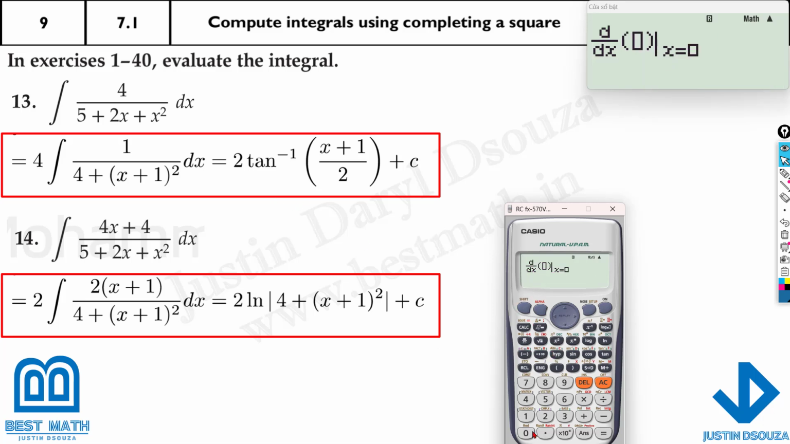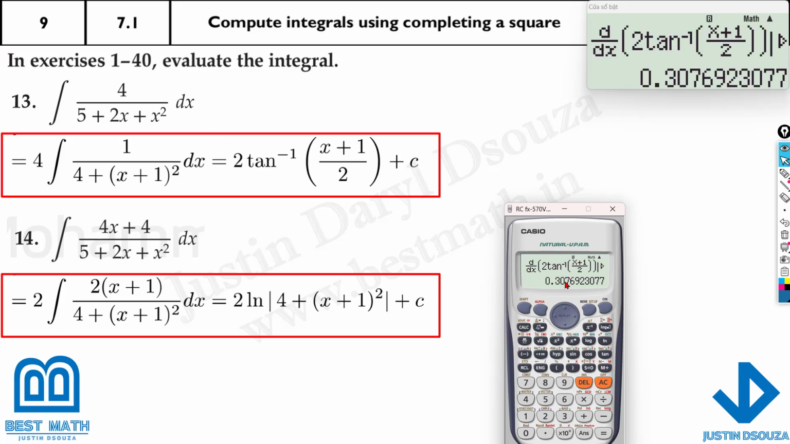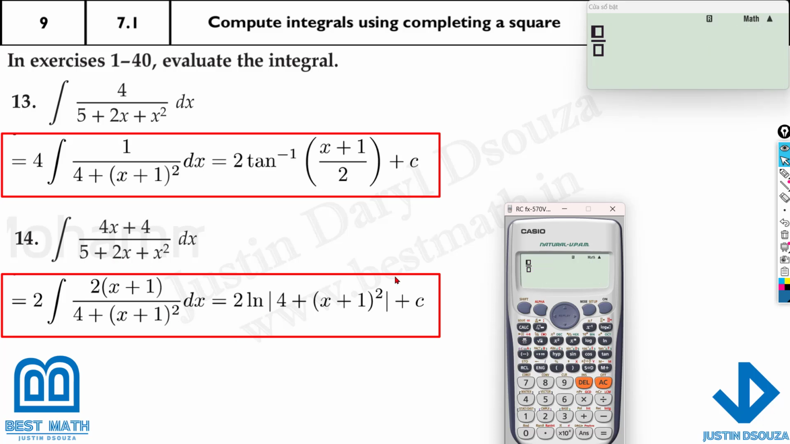I'll solve this answer. Shift dy by dx, 2 tan inverse, and we have over here x plus 1 divided by 2. Close the bracket here. And the x value must be 2 here because we assume 2, and it is the same thing, 0.307.